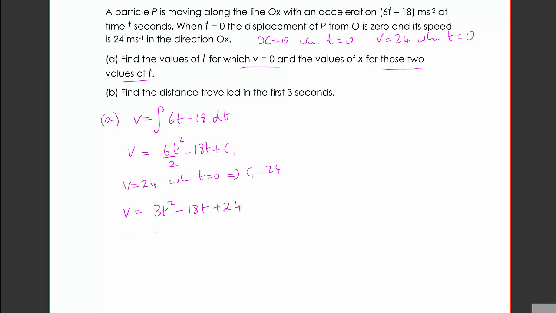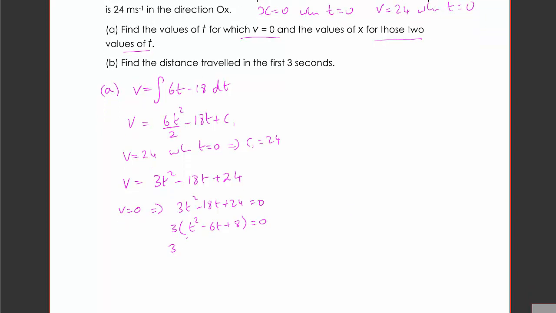And we want when v is 0. So v equals 0 would mean that 3t squared minus 18t plus 24 is equal to 0. So that's 3t squared minus 6t plus 8 is equal to 0. So that's 3, and we've got t and t. So what would do that? Negative 4 and negative 2. So we've got t is equal to 4 or t equals 2.